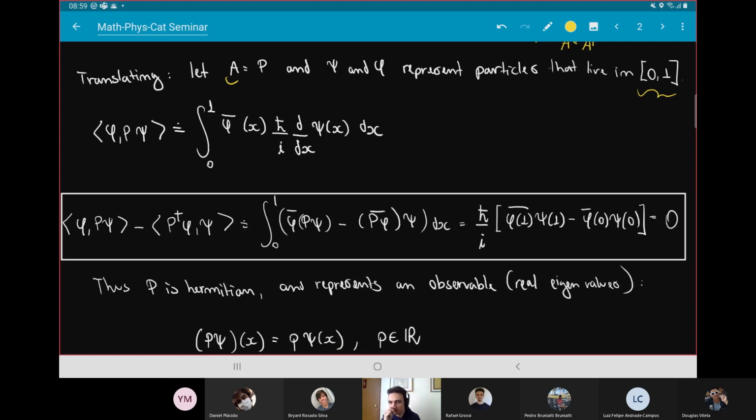So, taking this interval to be 0 to 1, we have to satisfy some boundary conditions. The wave function in quantum mechanics has to be a continuous function and it has to be differentiable. It has to be actually smooth, if I'm not mistaken. I don't know if it has to be C infinity, but it has to be at least once differentiable. So given that, we have to satisfy some boundary conditions.